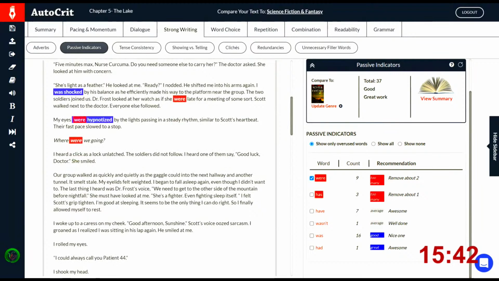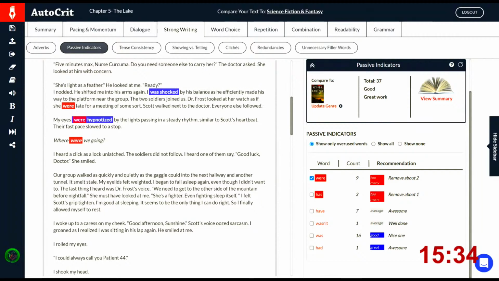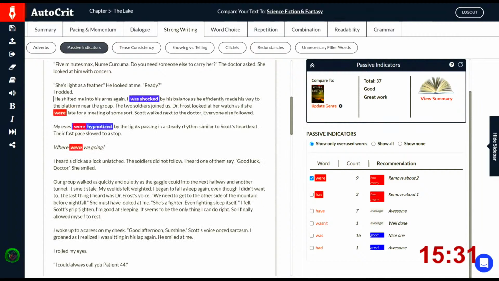All right. She's light as a feather. He looked at me. Ready? I nodded. All right. So we actually do need to change this a little bit because each time that there's somebody else quote talking, you want to have a new quote paragraph. So, she's light as a feather. He looked at me. Ready? I nodded. He shifted me into his arms again. I was shocked by his balance as he efficiently made his way to the platform near the group. All right, his balance.